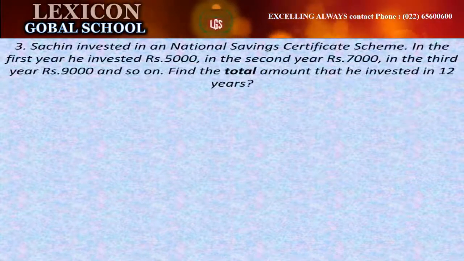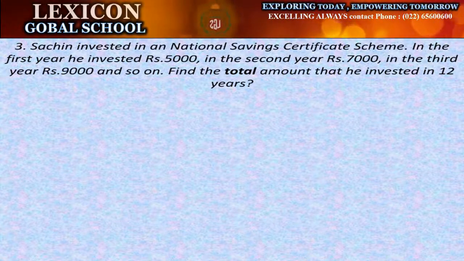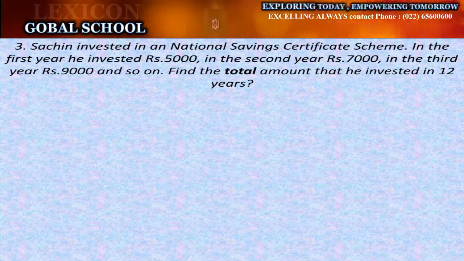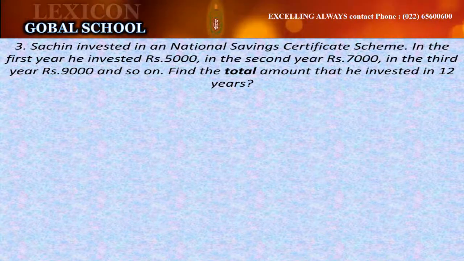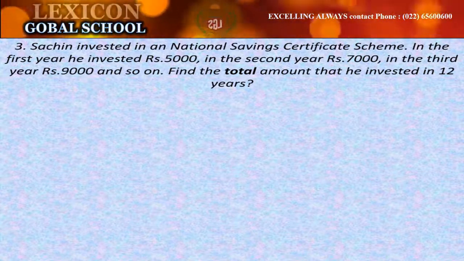Your third sum says, Sachin invested in a national savings certificate scheme. In the first year, he invested 5,000. In the second year, he invested 7,000. In the third year, rupees 9,000. And so on. Find the total amount that he invested in 12 years.